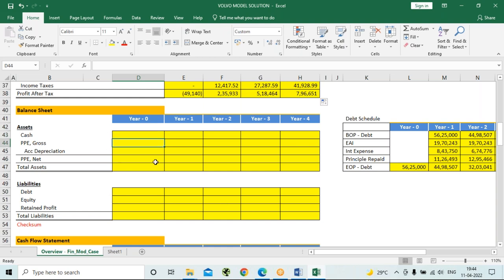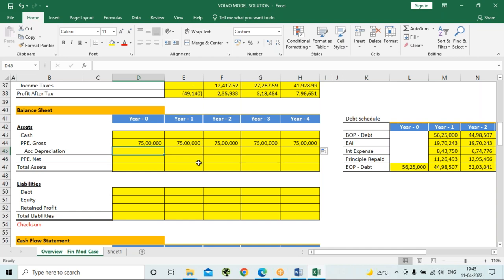We'll see what is the PPE gross value. PPE is nothing but the asset of the company. The asset value is nothing but the bus value. So that is going to be 75 lakhs, which remains the same because we are not investing any extra money in the business. So we didn't buy any other asset. So we will keep it as the same value for all the years. Okay, so from the year zero onwards.